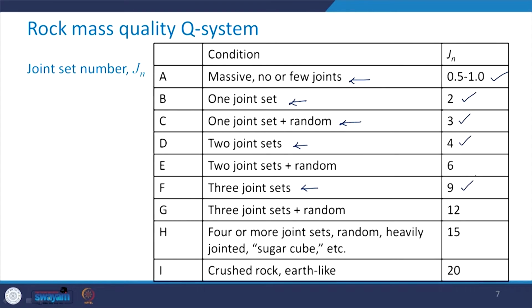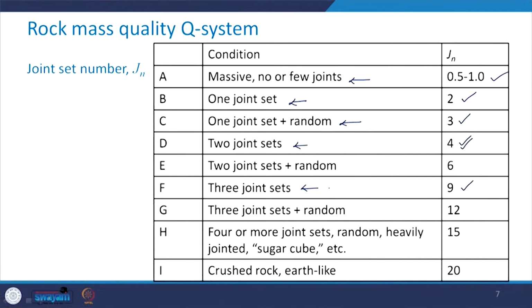So, you can see that roughly I can say that the rating of Jn is roughly equal to the square of the number of joint sets. So, here it was 2, this rating was 4, here it is 3, so this is 9. Similarly, for 4 or more joint sets, random, heavily jointed or sugar cube etc., you have a rating of 15, and the last category is for crushed rock or earth-like material. For that, the rating is assigned as 20.